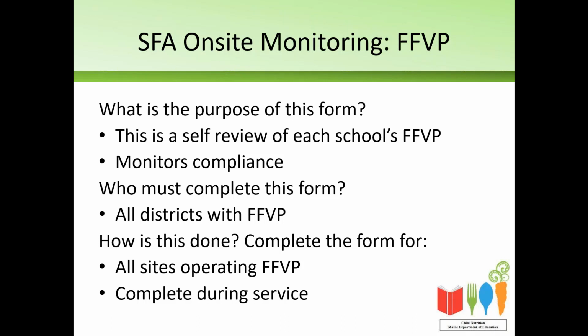So what is the purpose of this form? This is a self-review of each school's fresh fruit and vegetable program. It monitors compliance with the program regulations. Who must complete this form? All districts with the fresh fruit and vegetable program. How is it done? You want to make sure that you complete the form for all sites operating fresh fruit and vegetable program. And like the after-school snack service, it's completed during the actual service itself.